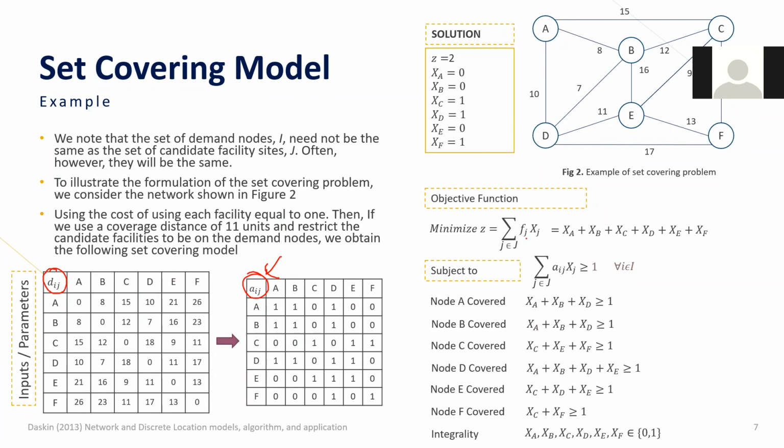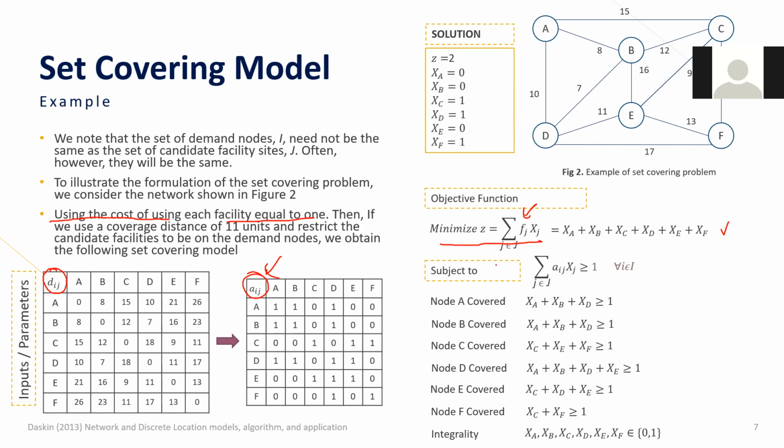Then based on this general model, you have fj multiplied by xj. Here, what is the value of fj? It is mentioned that the cost of using each facility is equal to 1. So the total objective that you want to minimize will be 1 multiplied by xA, whether it's open or not, plus 1 multiplied by xB, and so on until xF here.